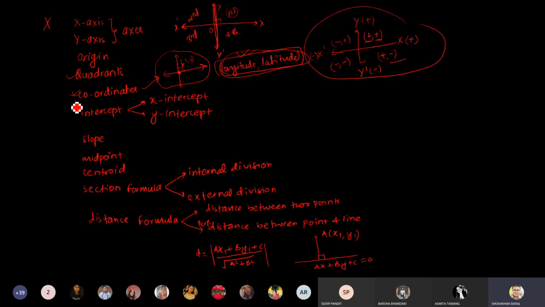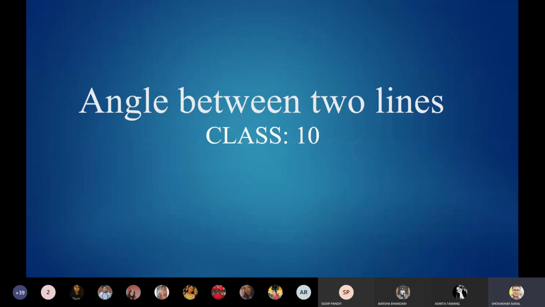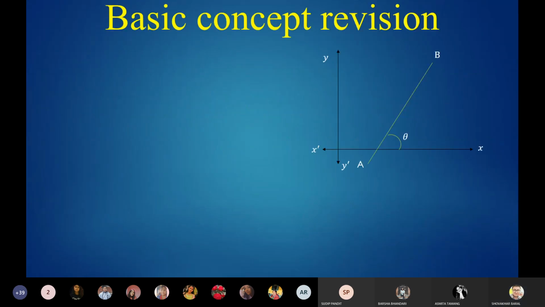So I'll discuss these things later when necessary. Let's go to our topic, angle between two lines. Let's revise a few concepts before directly going to the topic that we need to discuss here in class 10.